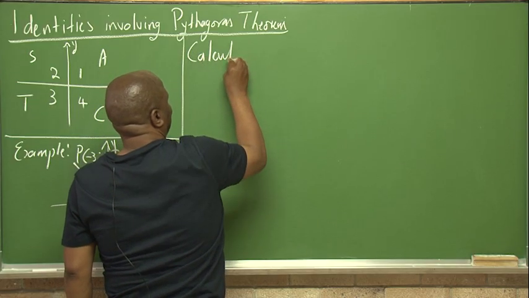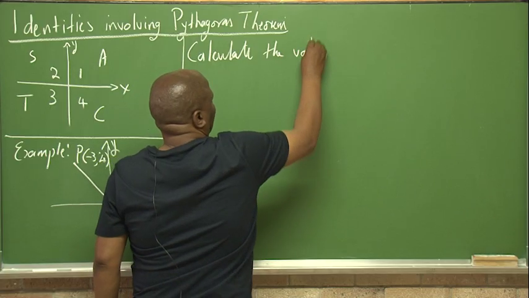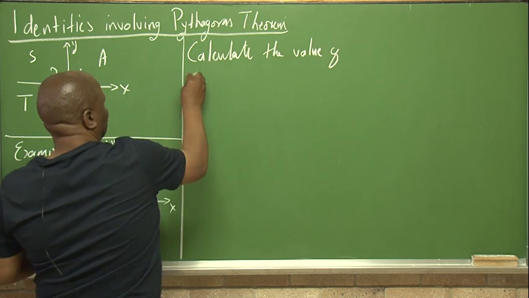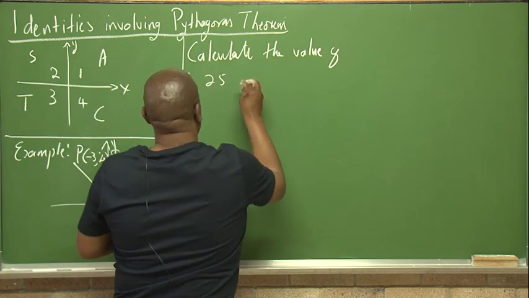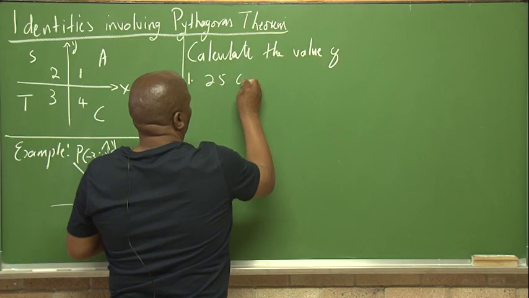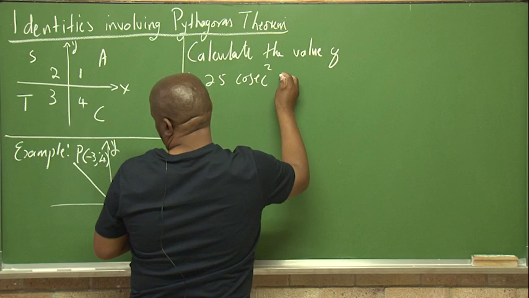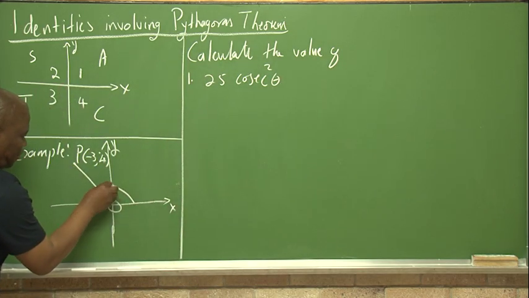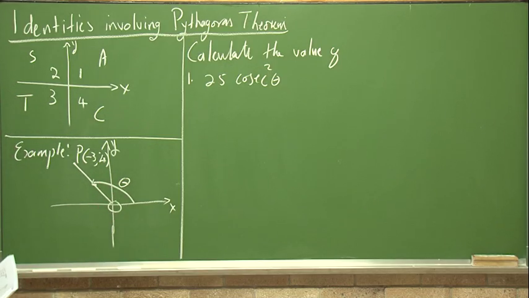calculate the value of number 1, 25 cosec squared theta. So the angle here, they will give you theta in the standard position like that. This angle here is theta.